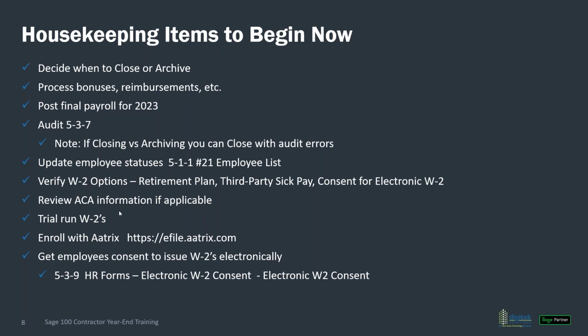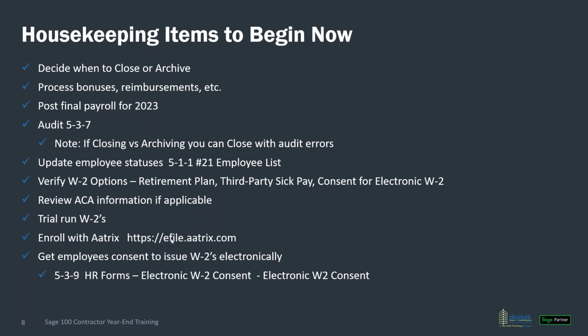We want to review any ACA information if applicable. Again, that's only if you have the Affordable Care Act to comply with and your insurance company is not doing that for you. I would also suggest that you start doing trial runs on your W-2s. Run them now. Make sure that everything is calculating correctly and tying out with your 941 filings, and that there's not going to be any hiccups when you actually go to run the final W-2s.